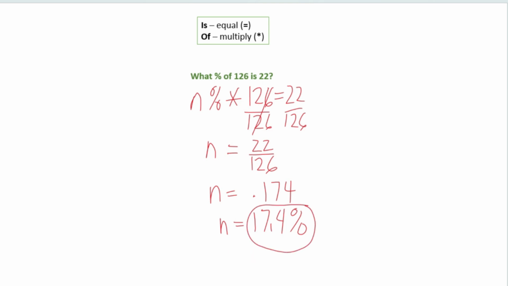So those are how you would determine what value is missing. You would be given two of the components, whether it's the amount, the total value, or the percent, and you would have to determine the other value.